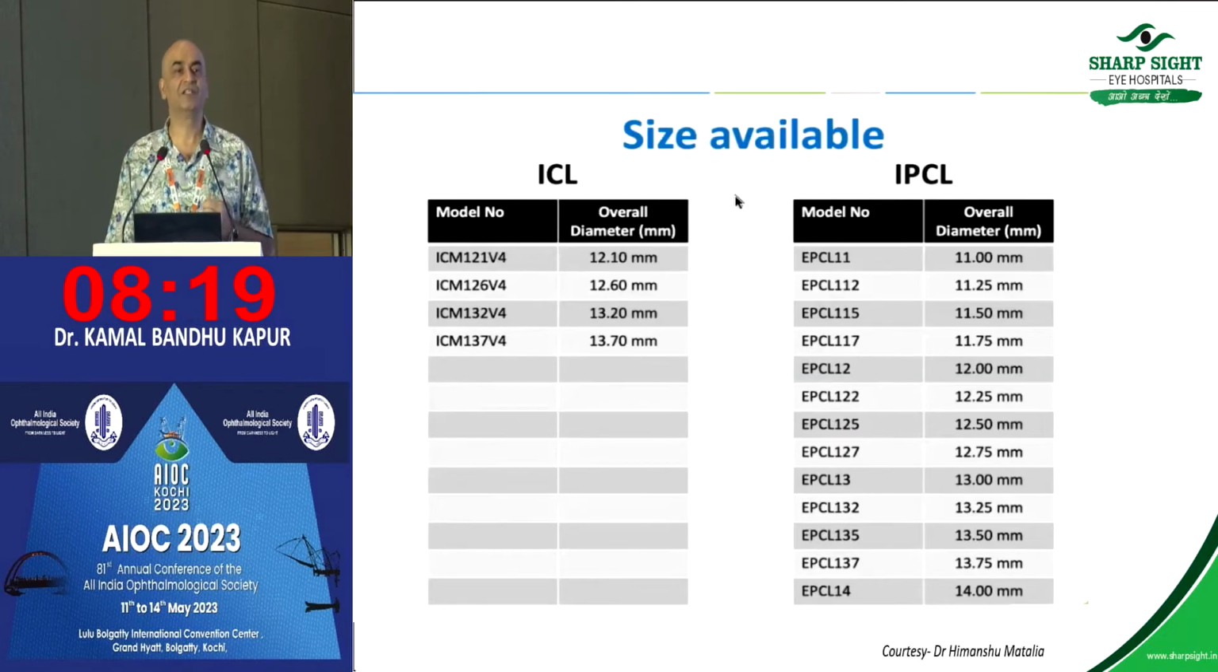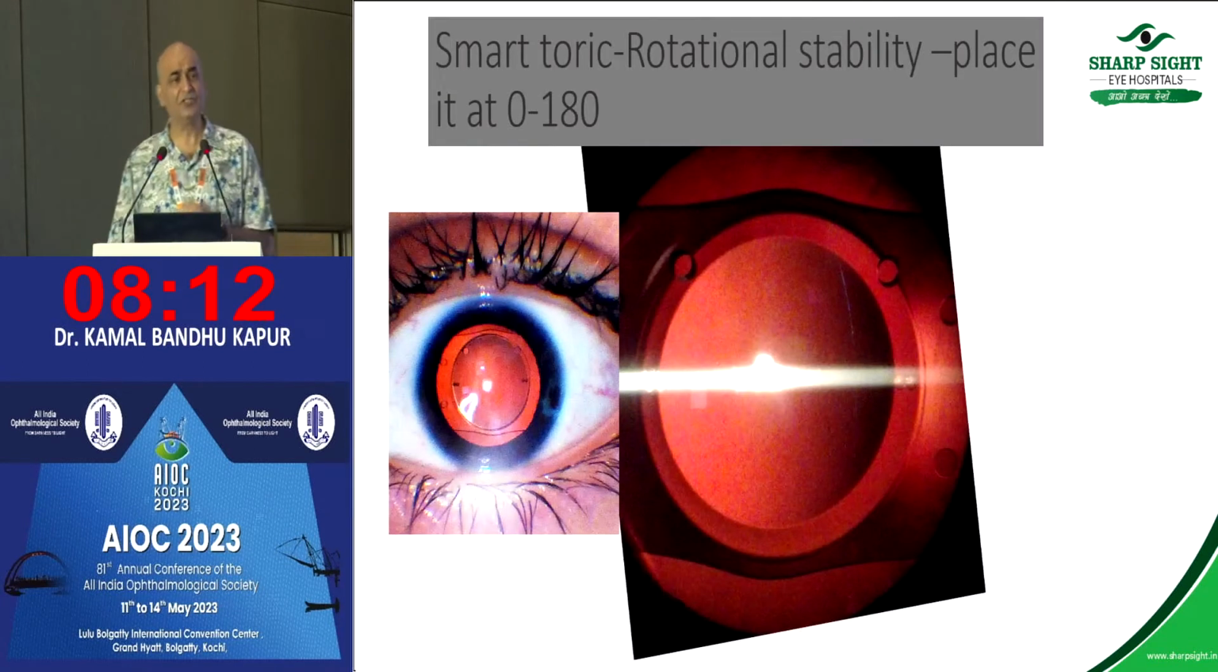I have got lenses made to the size of 4.5 millimeter. I will be showing you some videos. The lens, all you need to do is put it at 0, 180. So that's a big advantage. You don't need to refer to any chart. You don't need to do extra markings. You don't need to resort to any other gimmickry.